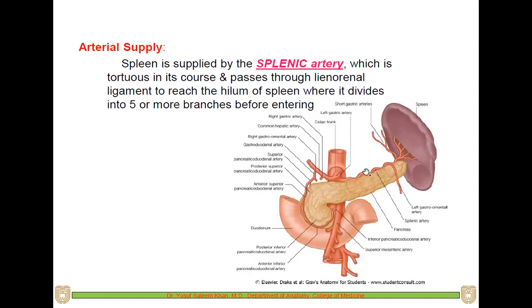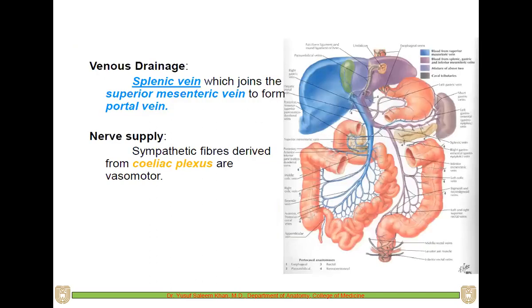As you can see here, it is not straight but tortuous in its course, and passes through the lienorenal ligament. So any structure going into the spleen has to pass through the lienorenal ligament to reach the hilum of the spleen, where it divides into 5 or more branches before entering, each branch going to each lobule of the spleen. So this is about the splenic artery.